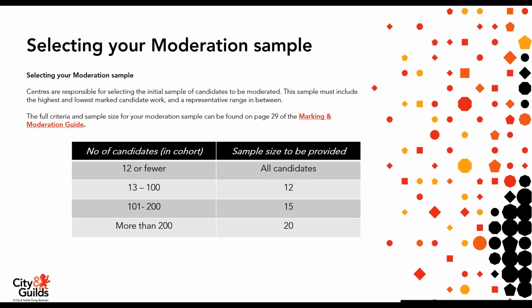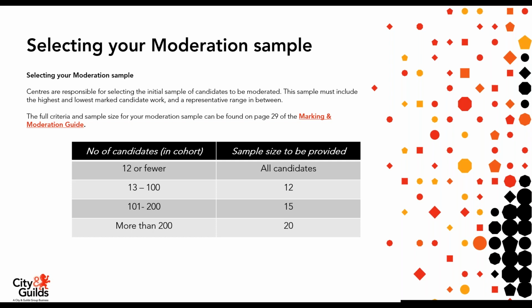From that table, if you have 12 candidates or fewer in your cohort for that assignment, all of the candidates' work will need to be uploaded. Every single candidate that you're submitting marks for that cohort for the Synoptic, you need to provide every one of those candidates' evidence. If your cohort is between 13 and 100 students, 12 are needed. Even if you have 99 students that you have marked for that Synoptic, we just need to see 12 pieces of their work.